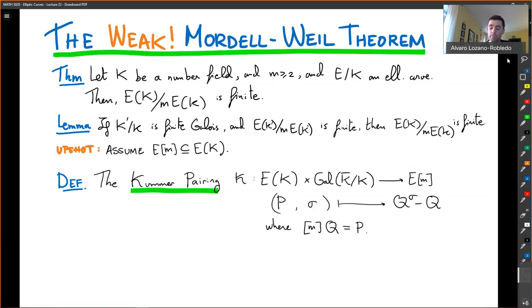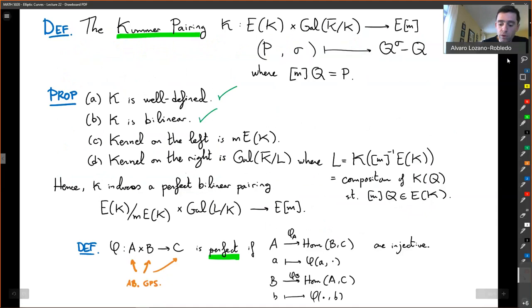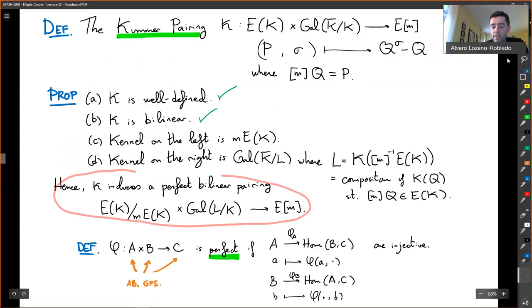All right. So we were trying to prove certain properties of the Kummer pairing. We had to prove that kappa was well-defined. We did that last time. That kappa is bilinear. We did that last time. And now we are going to prove what is the kernel on the left and what's the kernel on the right. This non-degeneracy proves that the Kummer pairing induces a perfect bilinear pairing.